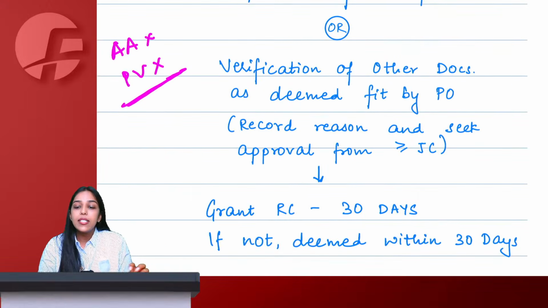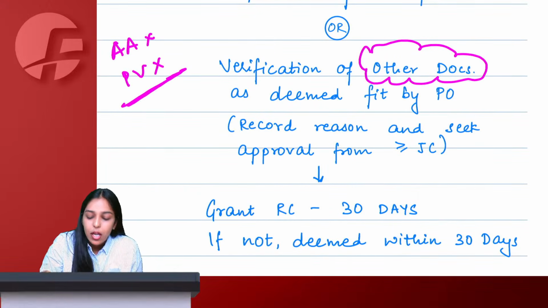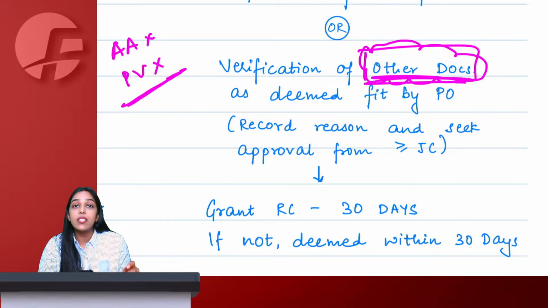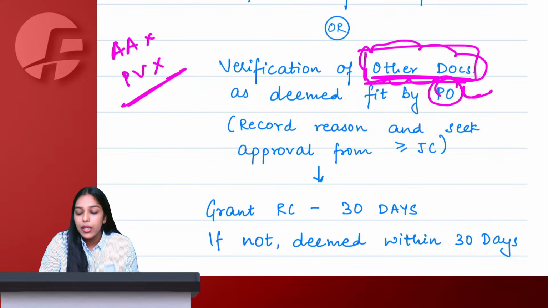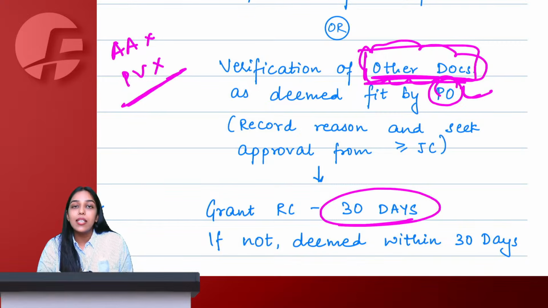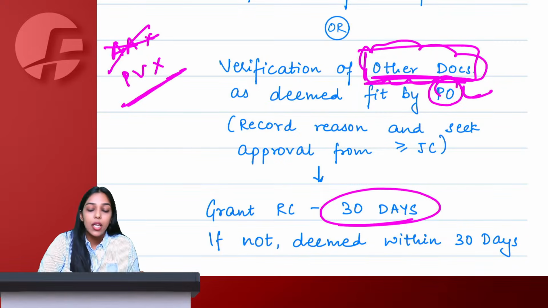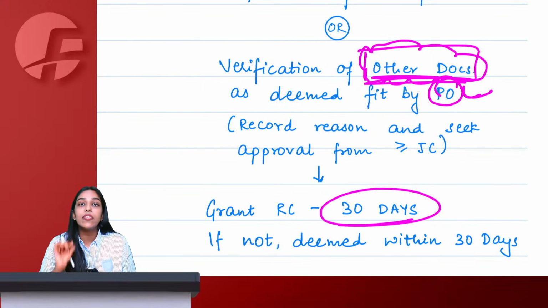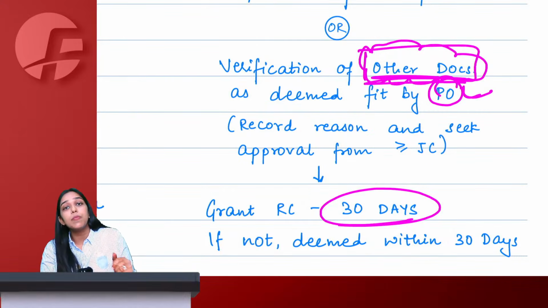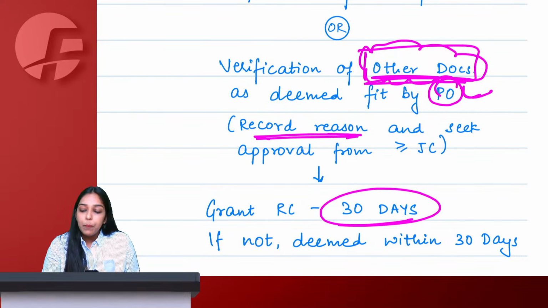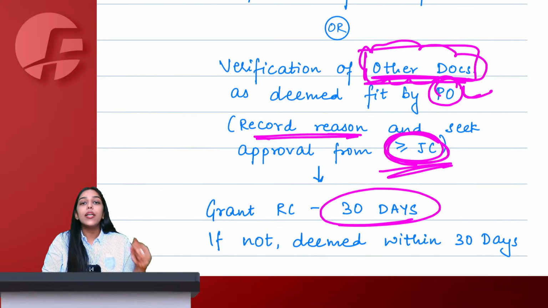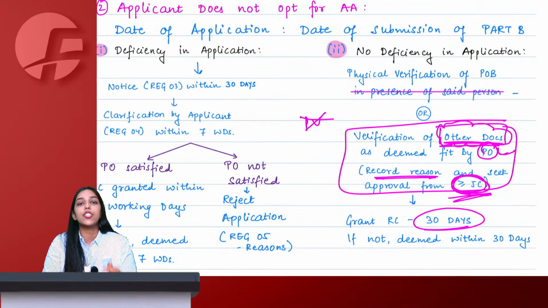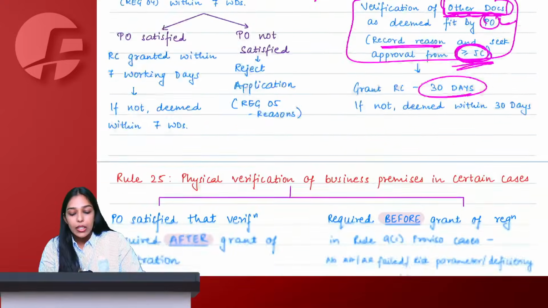Then what to do? In this case, based on some other documents, for example, a passport or something like that, based on some other documents which are trustworthy, which are fit, the officer can give you registration within 30 days. But in this case, because no authentication is done and no physical verification is done, you have to record a reason in writing, what was the reason that nothing was possible. So you record the reason and take approval at least from the Joint Commissioner or an officer above Joint Commissioner, and only then, based on some other documents without physical verification, a registration certificate can be given to you.